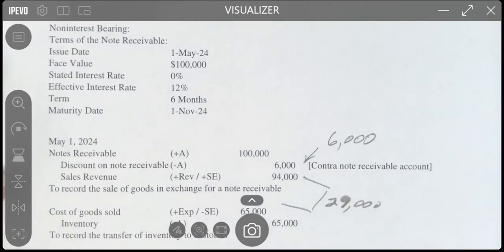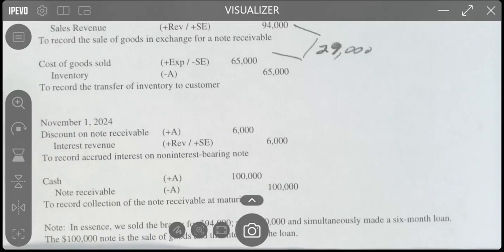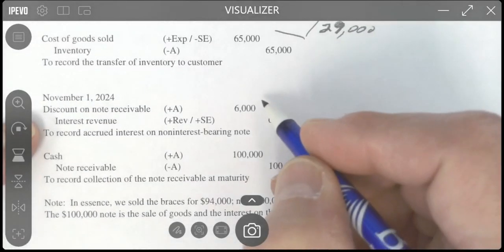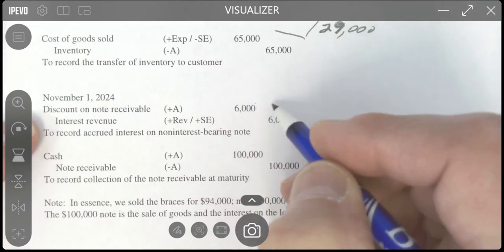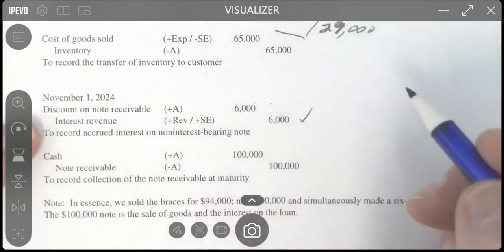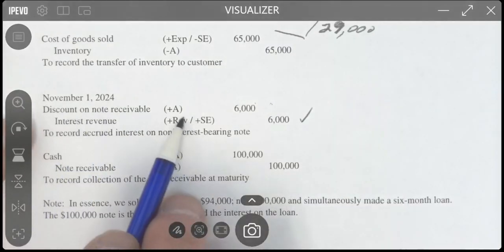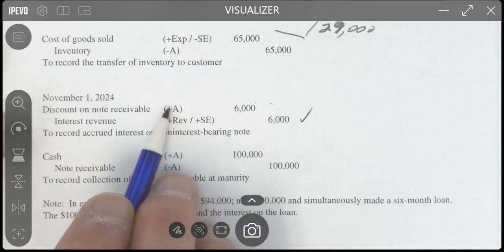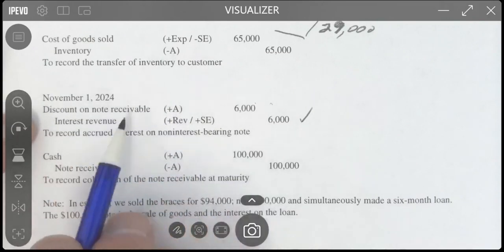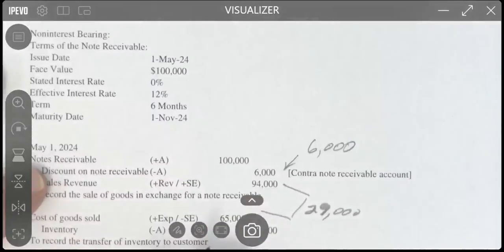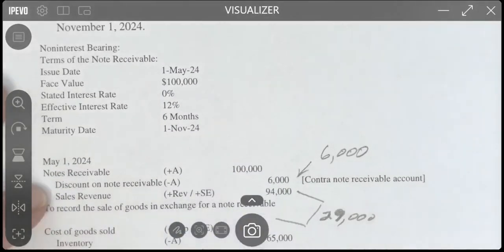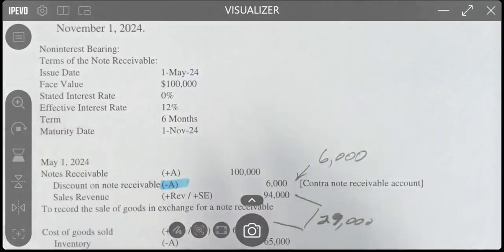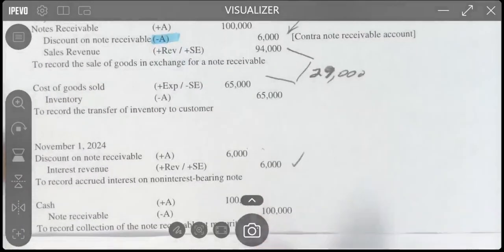Right. And then when we get to November 1, we zero out that discount on note receivable because now it's interest revenue. It's not a discount anymore, which, by the way, was a contra asset when it was issued. I should have said that up here. Let's highlight that. It's a contra asset, and specifically contra note receivable. So keep that in mind.